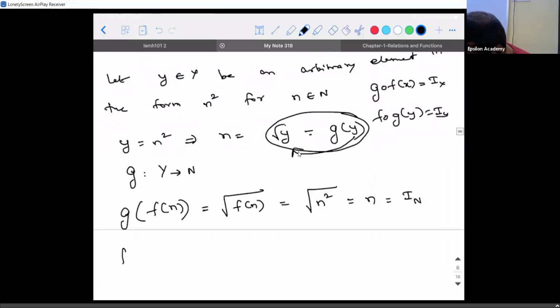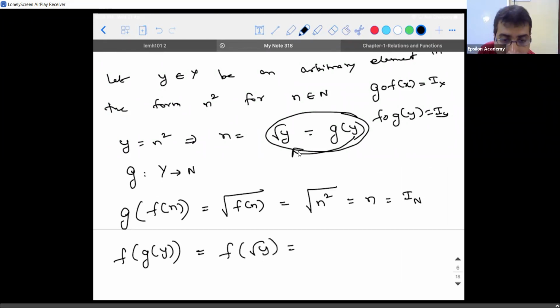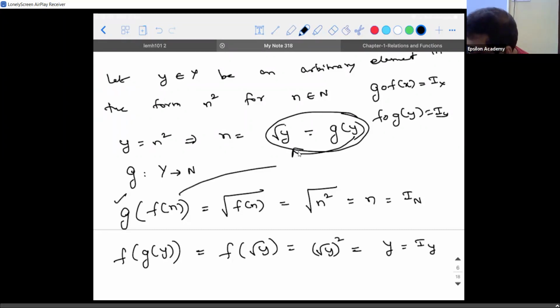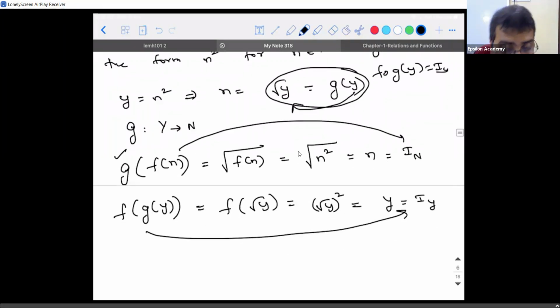Now, what is f of g of y? f of g of y is root y, but what is f of n? N square. So it is root y whole square. Root y the whole square will give you y. This is nothing but iy. So g circle f of n gave you in, and f circle g of y gave you iy. Hence, it is an invertible function.